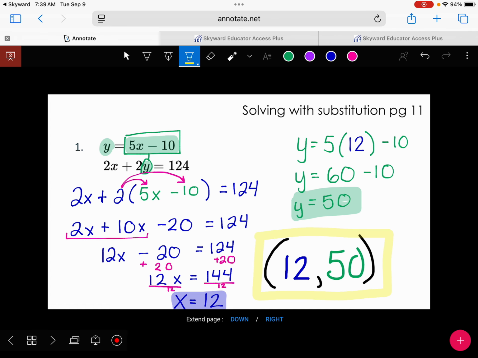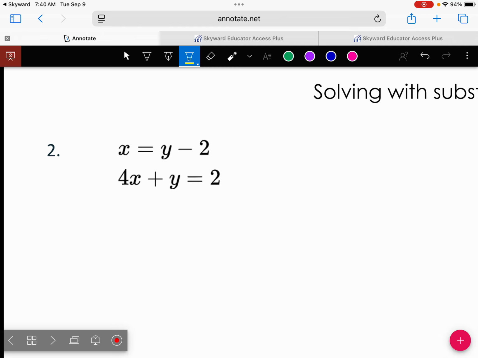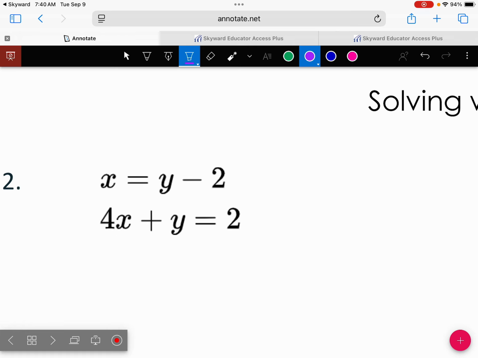Done two now. We don't always get handed a y equals. So on this next one, we don't have a y equals, but we do have an x equals. That's okay. We can do that. It's the same kind of vibe. Here we have x equals y minus 2, and our second equation, 4x plus y equals 2. It doesn't matter that we have x equals.